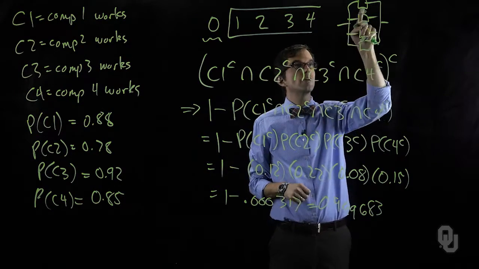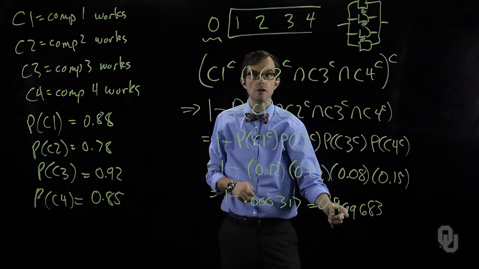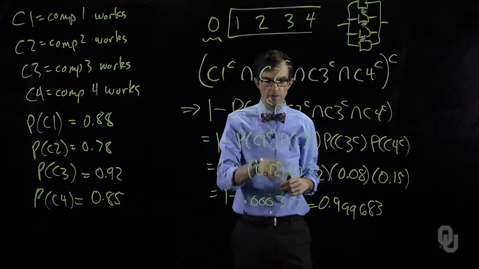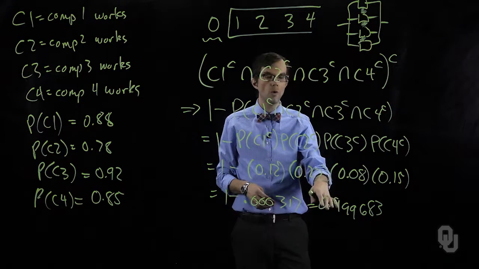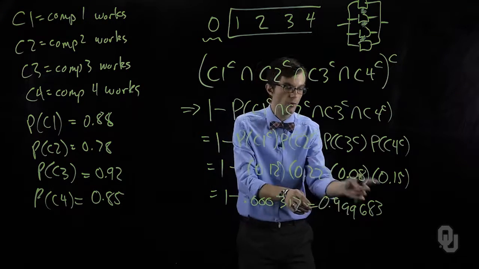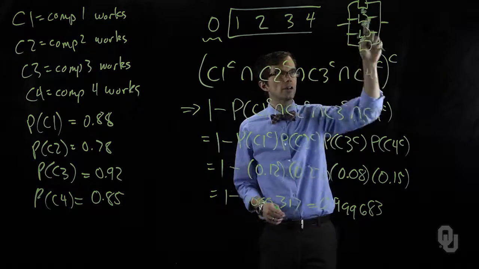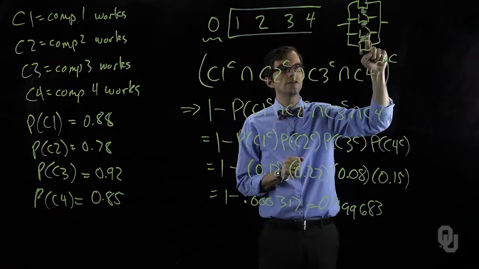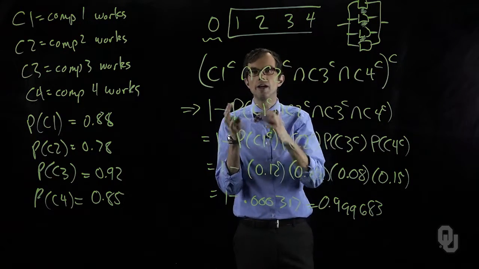If only one of these things has to work, the probability goes way up relative to a series system. Okay? Remember, the probability of the series system that we just did was roughly 0.5. Okay? Here, the probability that this system works is 0.999683. A parallel system, the probability that a similarly designed parallel system operates is much greater than a similarly designed series system.